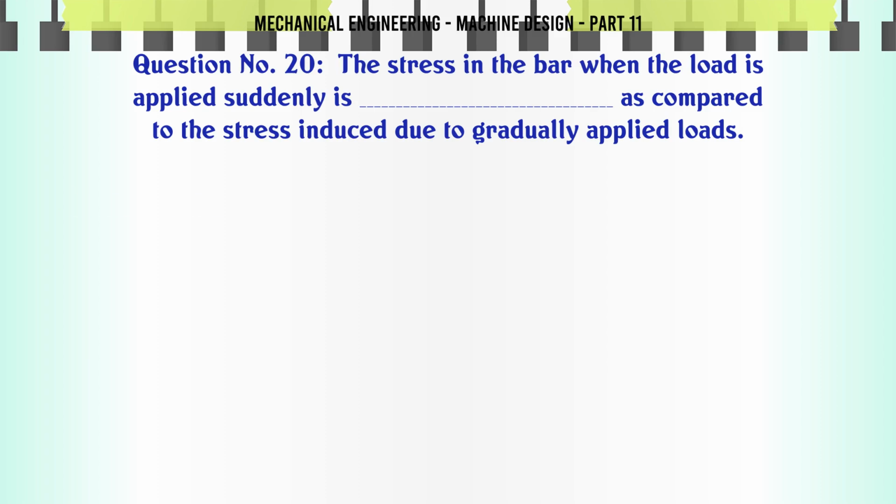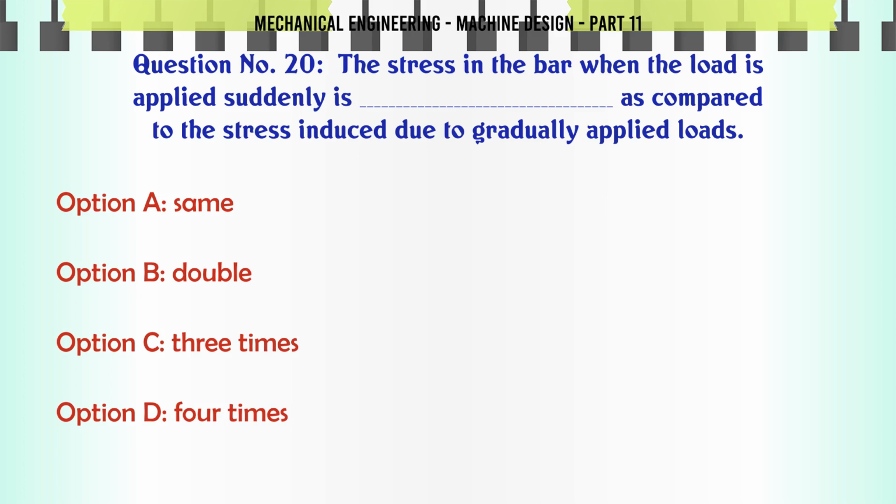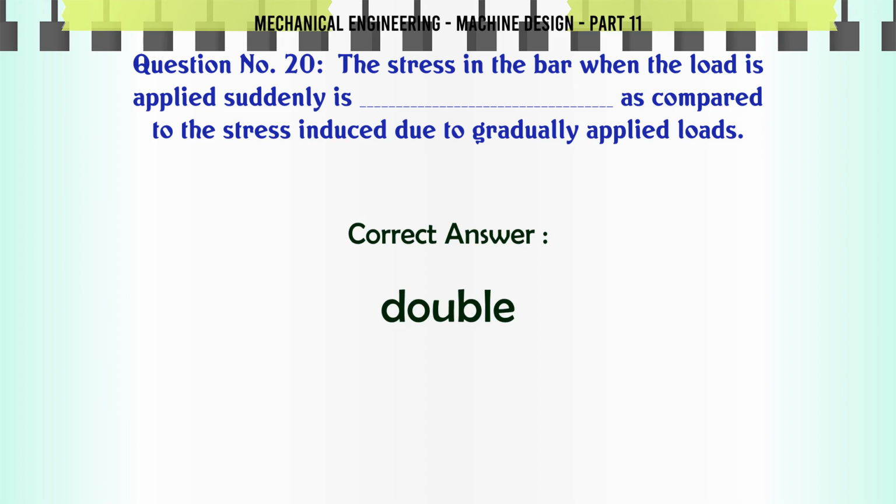The stress in the bar when the load is applied suddenly is, as compared to the stress induced due to gradually applied loads, A. Same. B. Double. C. 3 times. D. 4 times. The correct answer is double.